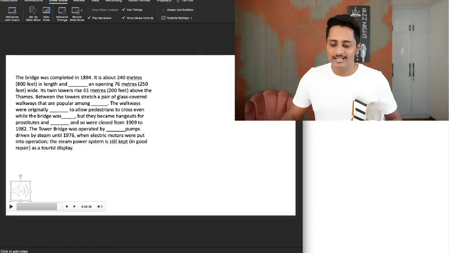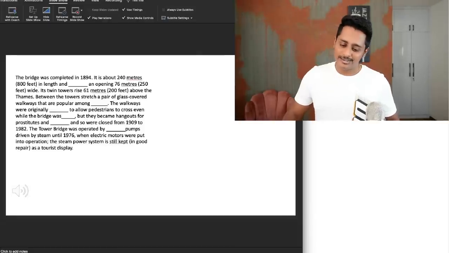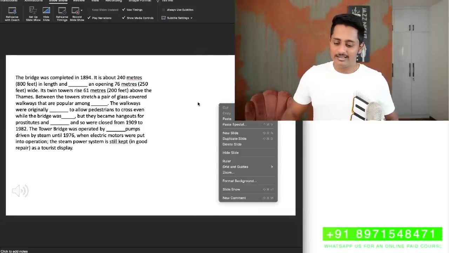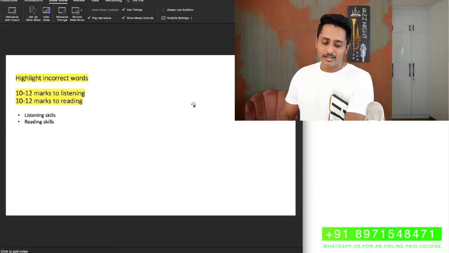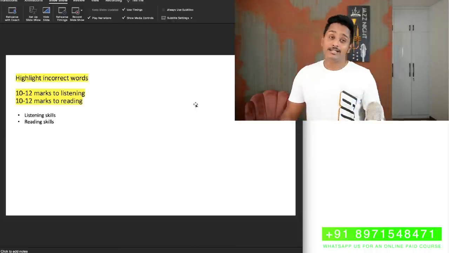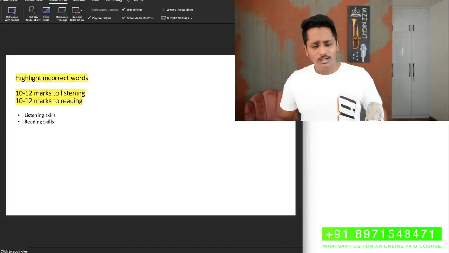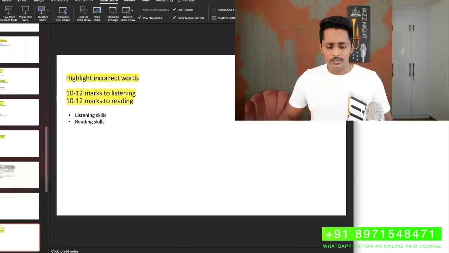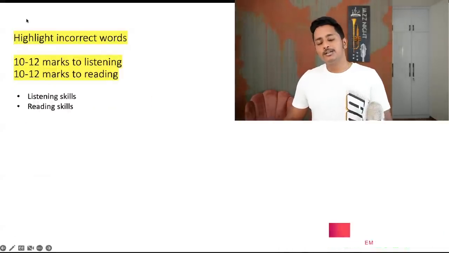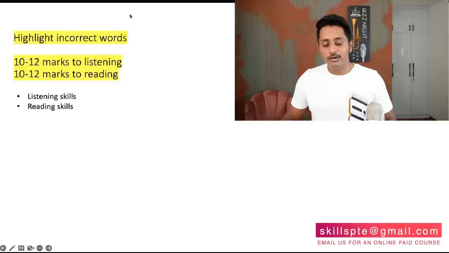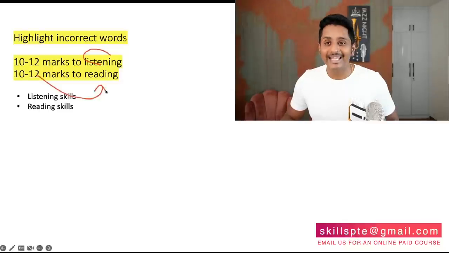So having said this, we will come to the last module, that is write from dictation. Okay, before that, sorry, we have highlight incorrect words. One of the most important modules. Just give me a second. We will do this. Highlight incorrect words. Sorry on that. So before write from dictation, we have this module. 10 to 12 marks towards your listening and 10 to 12 marks towards your reading.